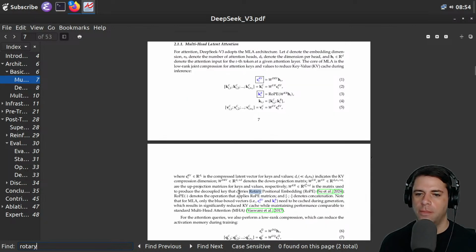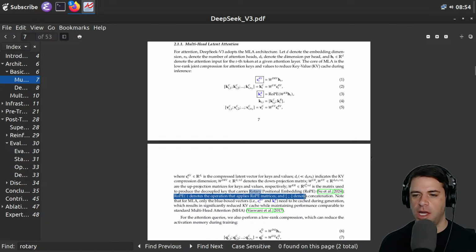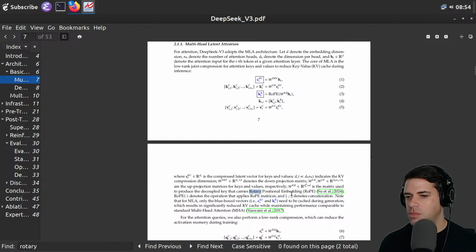Oh, it's up here. The down projection matrices. The matrix used to produce the decoupled key that carries rotary position embedding. And they cite this paper. RoPE denotes the operation that applies rope matrices. And that's this. Two brackets with a semicolon is concatenation.